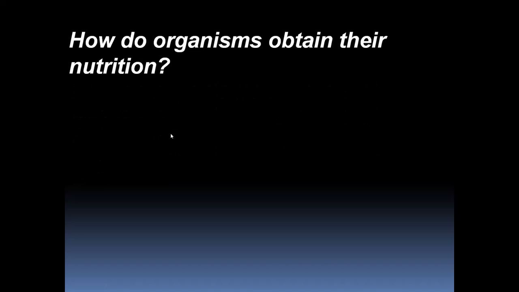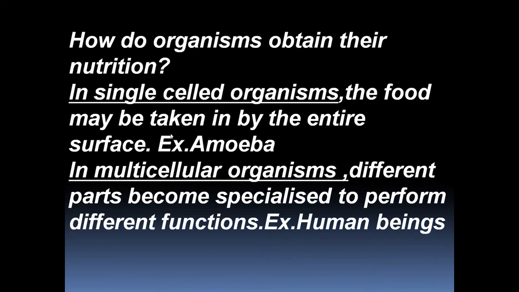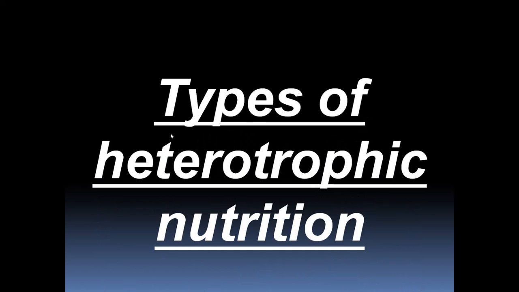Let us learn how organisms obtain their nutrition. Based on the type of cell, we know that there are two types of organisms, single cell organisms and multicellular organisms. In single cell organisms, the food may be taken in by the entire body surface. An example is amoeba. Whereas in multicellular organisms, different parts become specialized to perform different functions. Examples are human beings. So now let us learn in more detail about types of heterotrophic nutrition.